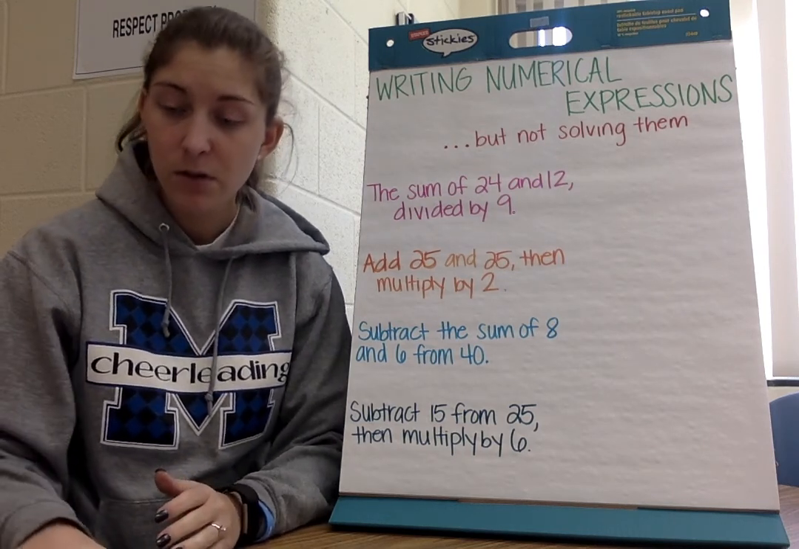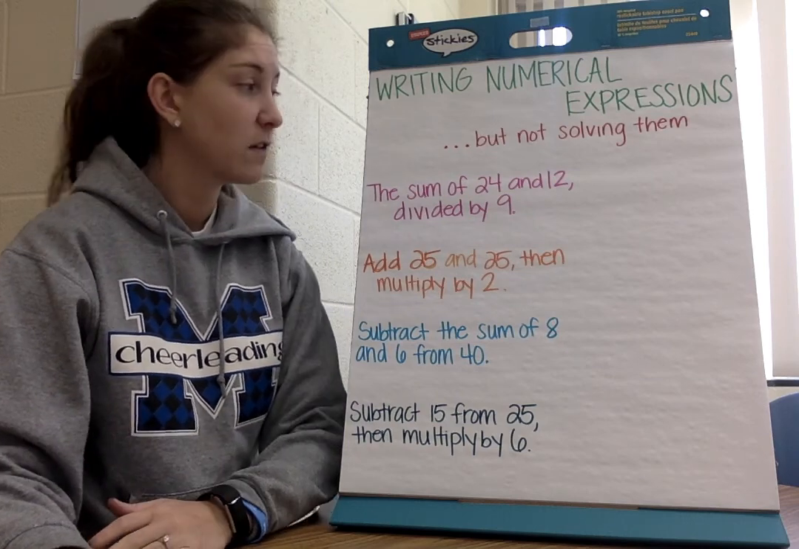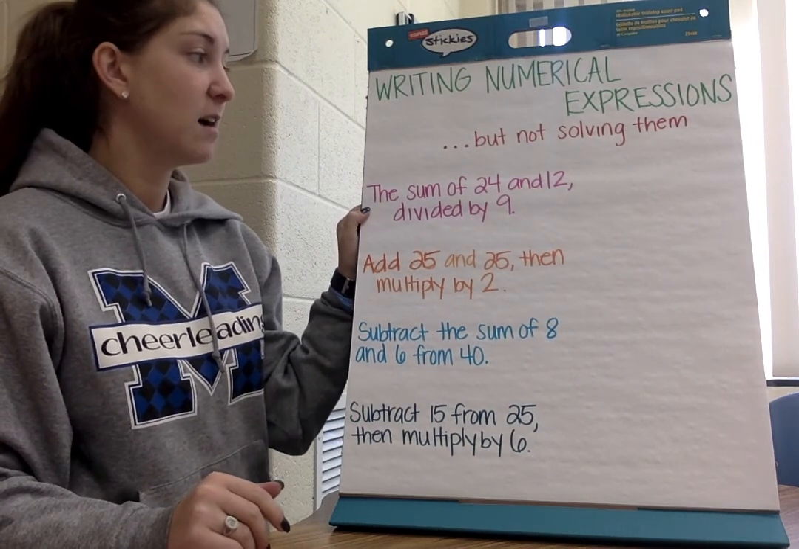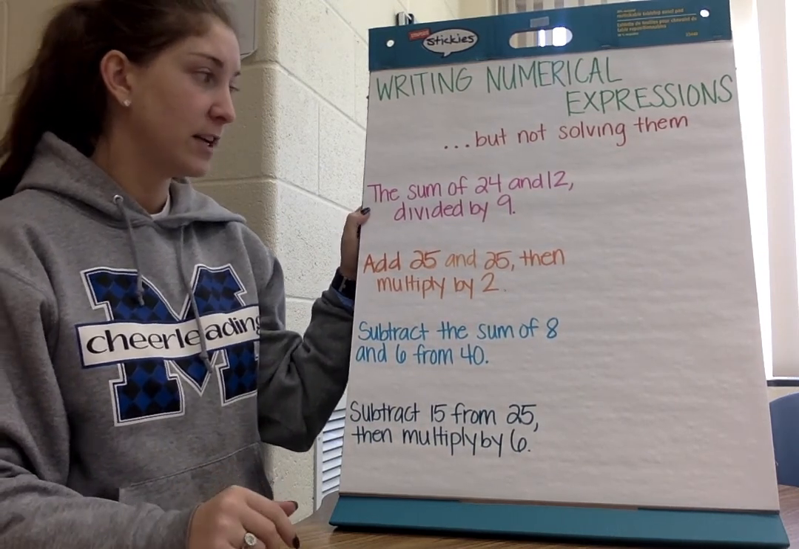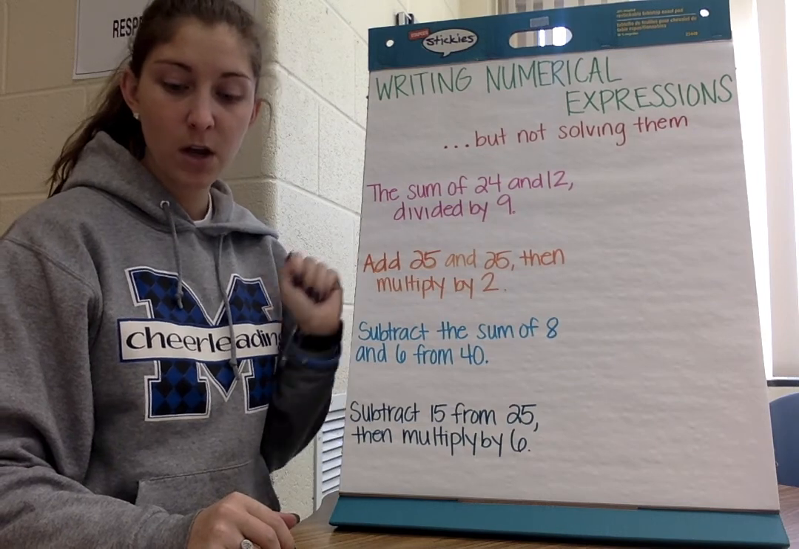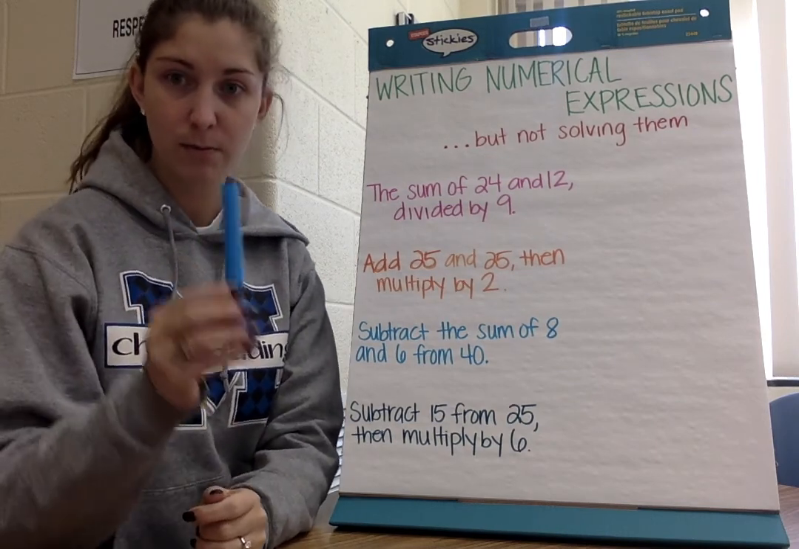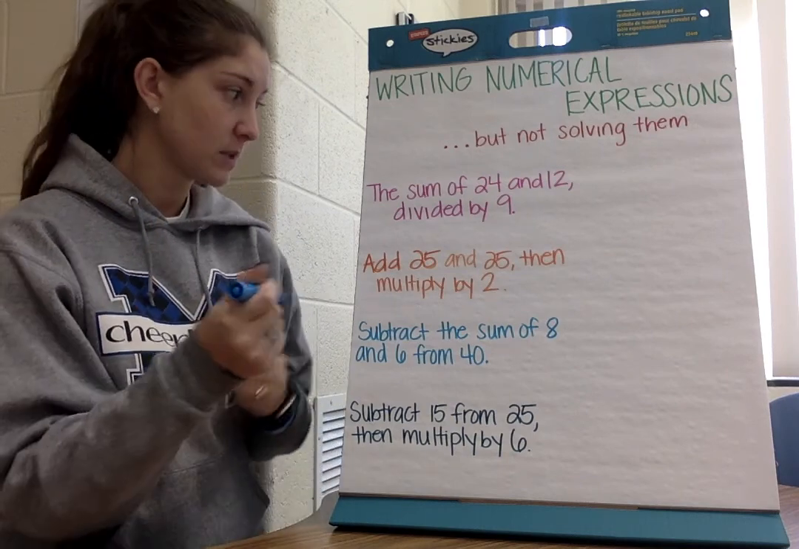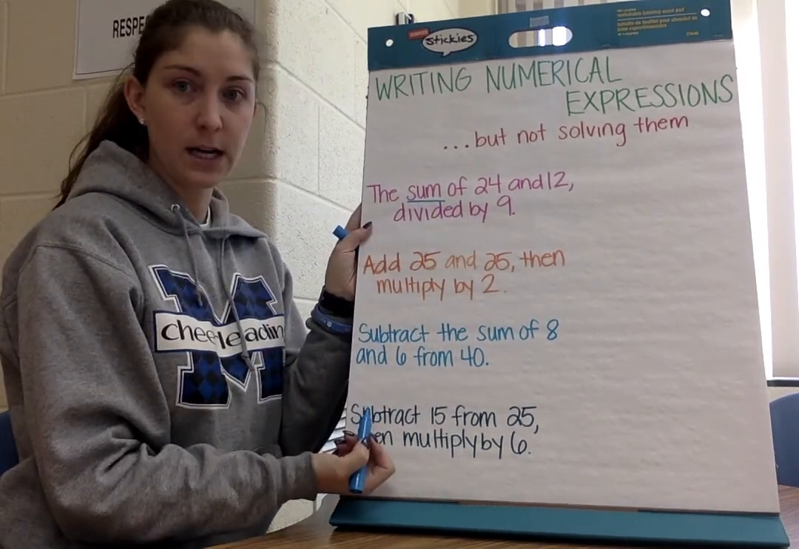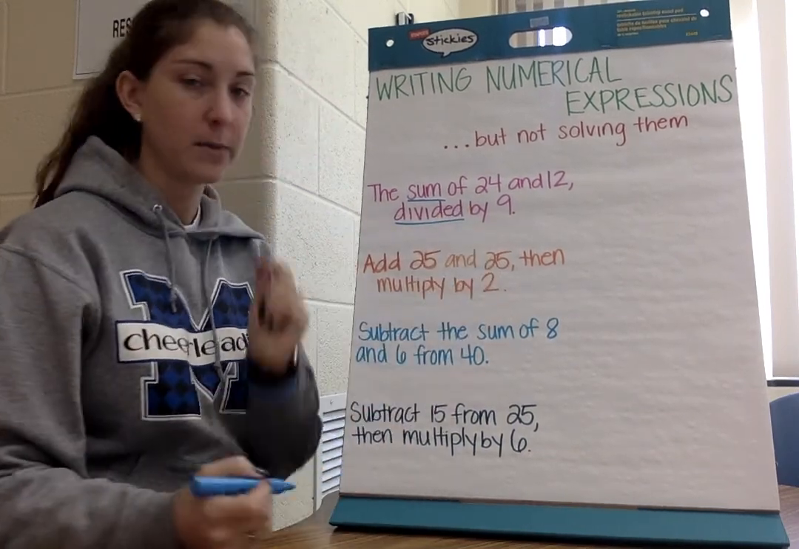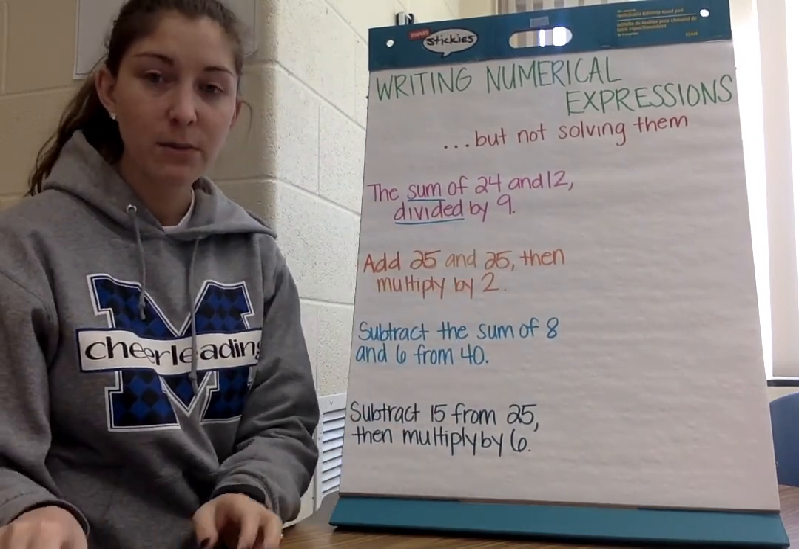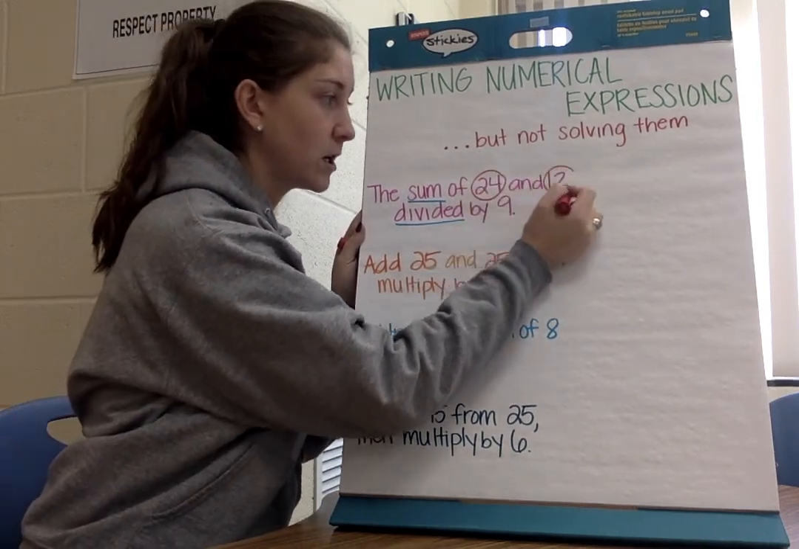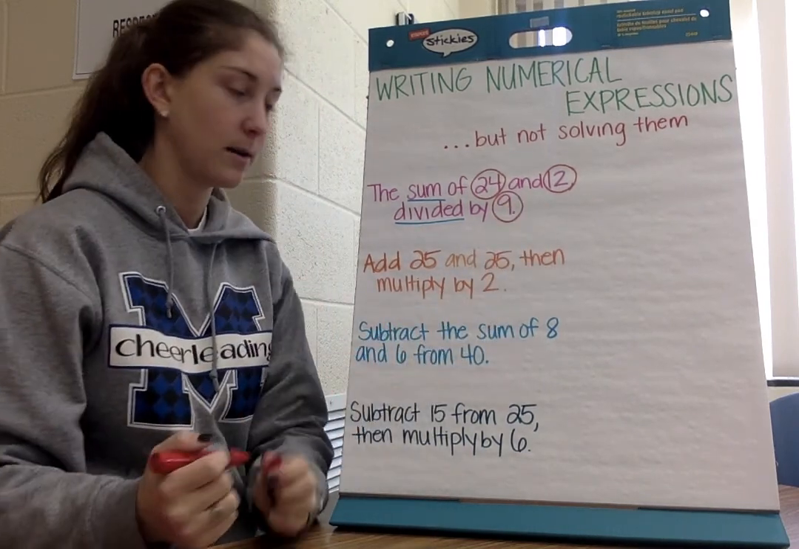Okay? So looking at this first equation here, it says the sum of 24 and 12 divided by 9. So the first thing that I'm going to do, and I'm going to do this with my blue marker, I'm going to underline the words that tell me what operations I'm going to do. So I see the word sum, I'm going to underline it, and I see the word divided by, and I'm going to underline it. Okay? With my red marker, I'm going to go through and circle my numbers. So 24, 12, and 9.